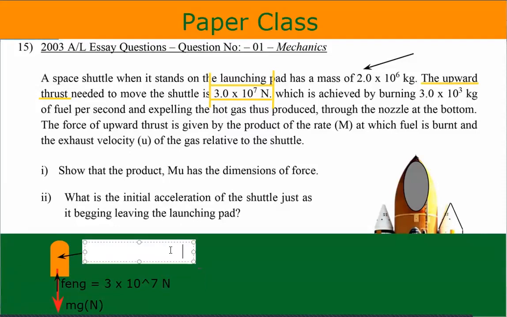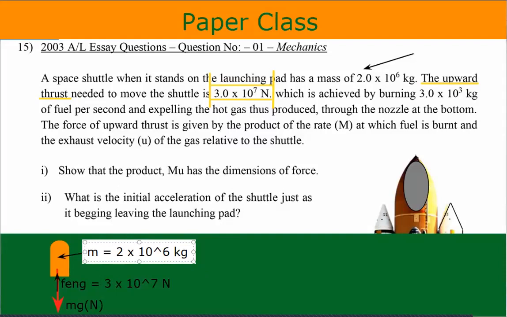Mass of the rocket, yes. That's a small mistake. Mass of the rocket is 2 into 10 to the power 6. Yes, thank you, Buddha. That was a mistake, please correct it. Sorry, sir, kilograms, sir. Yes, the unit is kilogram.